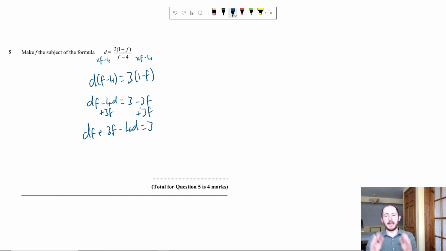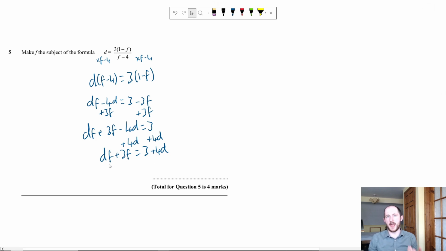And now we want to put any term that hasn't got an f on the other side. So in this case, the right-hand side. So I'm going to add 4d to both sides. So that gives me df plus 3f is equal to 3 plus 4d. Okay? So now I've got all of the f's on one side. I've got everything else on the other side. I can now factorize out an f.